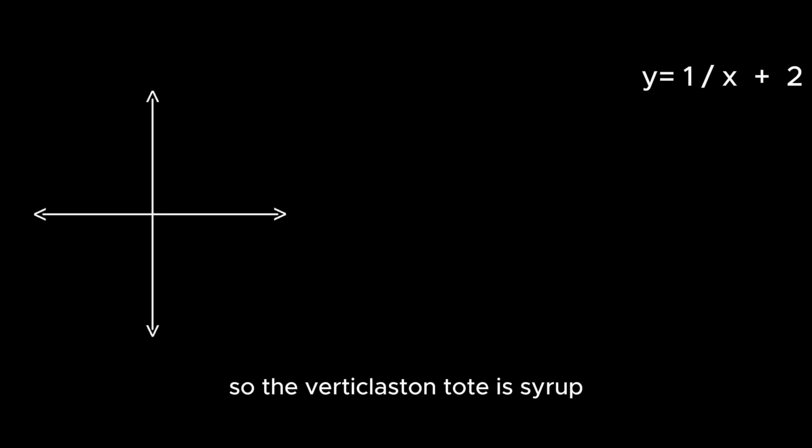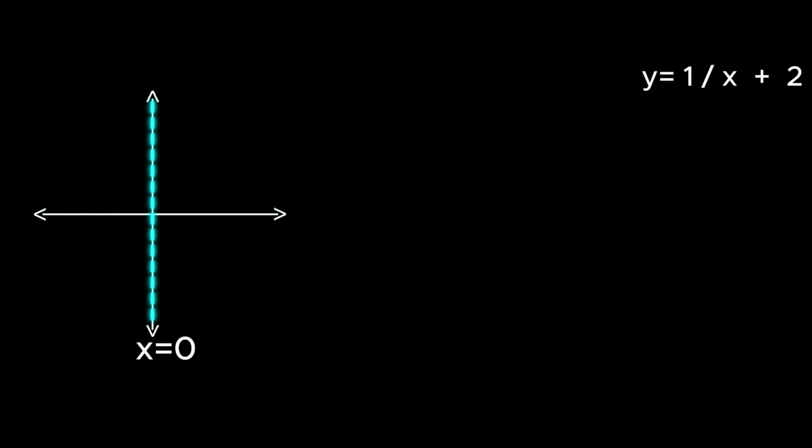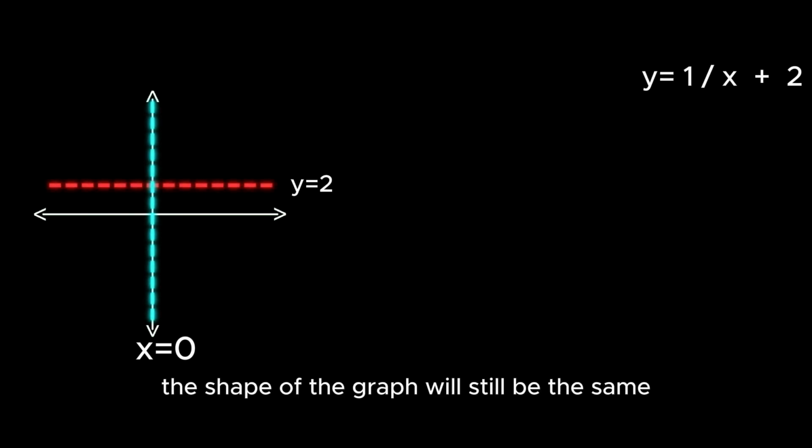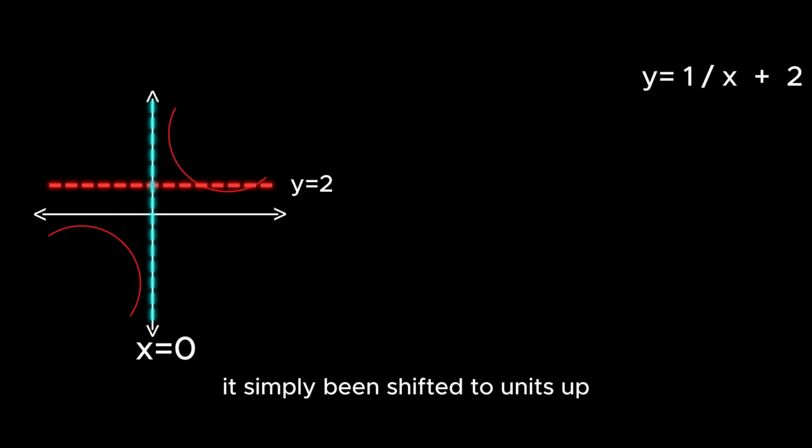So the vertical asymptote is 0. That is x equals 0. But the new horizontal asymptote is now y equals 2. The shape of the graph will still be the same. It's simply been shifted 2 units up.